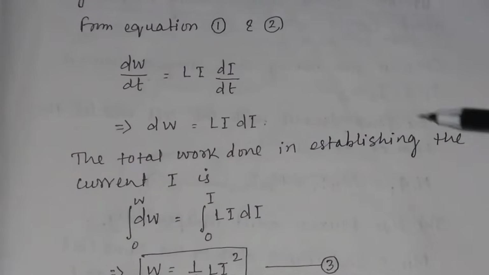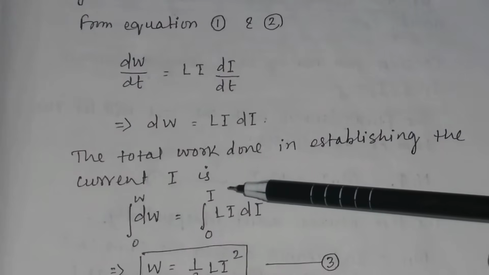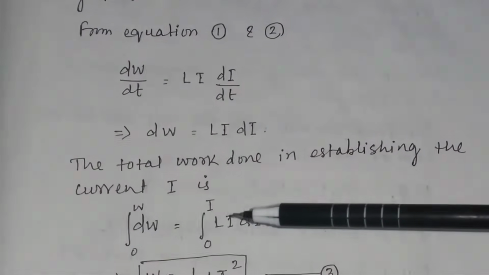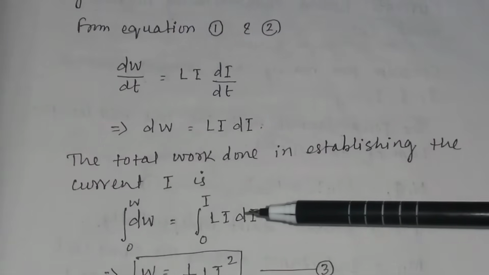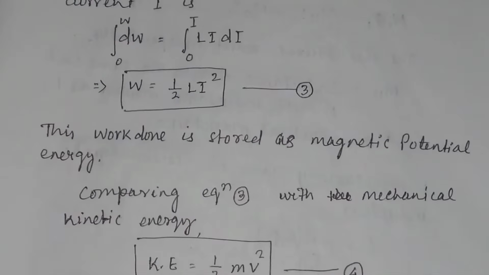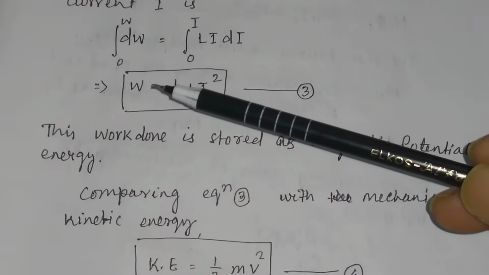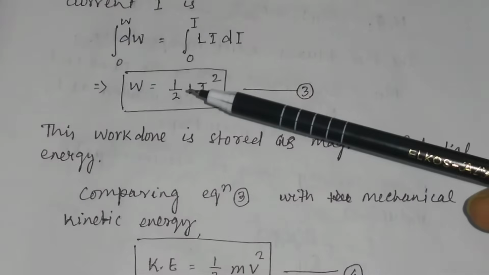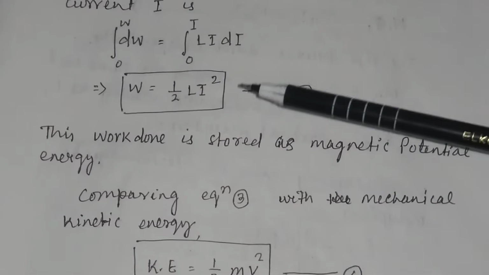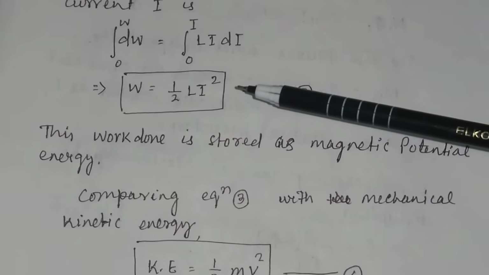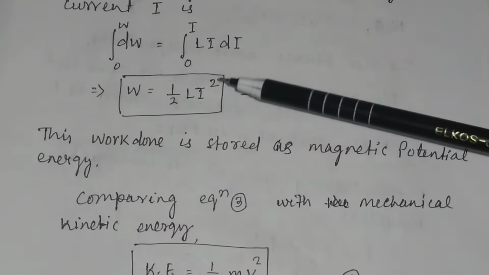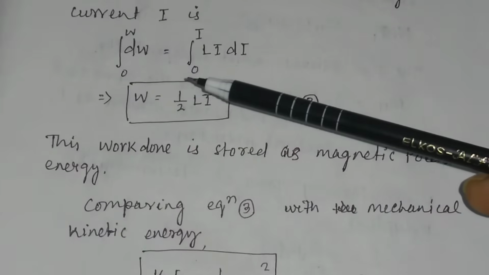The work done in establishing the current I can be found by integrating the above equation. So integrating dW on the left, and on the right the integral of L I dI from 0 to I, the left-hand side gives you W and the right-hand side gives you half L I². So this is the work done, or this work done is stored as magnetic potential energy. This amount of work done will be stored as magnetic potential energy.